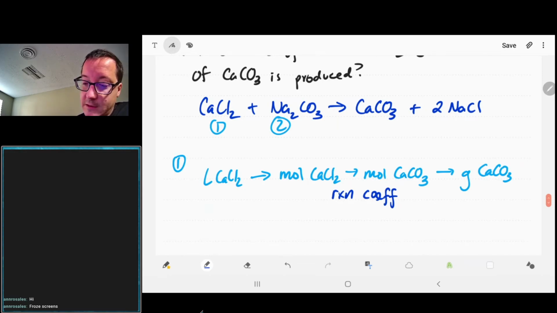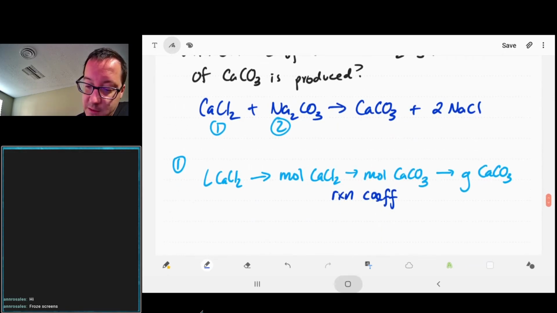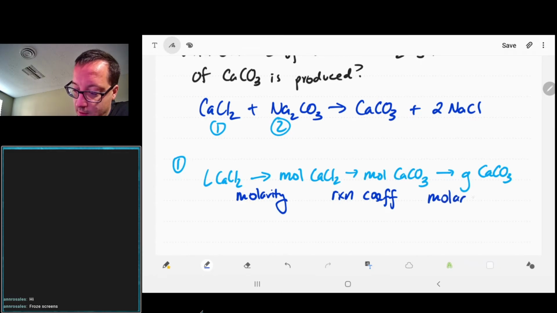To go from liters of solution to moles is, of course, molarity, which we're given in the problem. And then to go from moles to grams, we would, of course, use the molar mass. So, again, if you can set up your plan, you can figure out what conversion factors you'll need. After that, you just plug it in as you go.